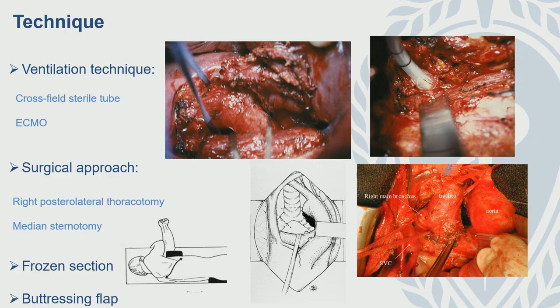The approach is usually a right posterolateral thoracotomy for right-sided disease, including lung resection. For isolated carinal resection or left-sided disease, a sternotomy can offer a nice view of the carina. Always do a frozen section to be sure that all the margins are negative before starting the anastomosis. And at the end, buttress with thymus tissue or a pericardial fat pad flap to protect the sutures.